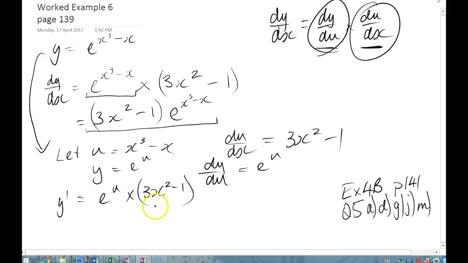And you'll notice there's a very strong link between what I did and what you get here. Then you would just replace your u. So we would write it as 3x squared minus 1, put that out the front, e, don't need the u anymore, replace it with what u is. U is x cubed minus x. And you end up with the same answer.